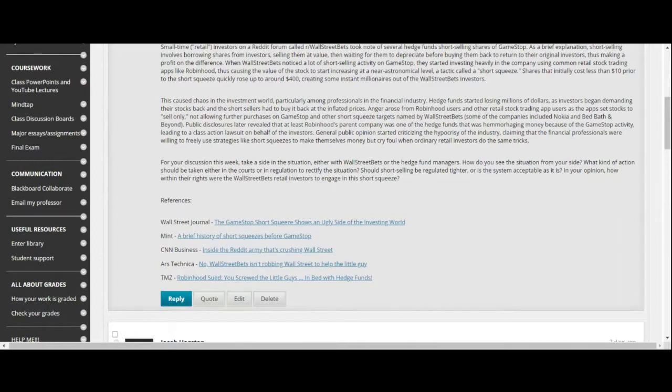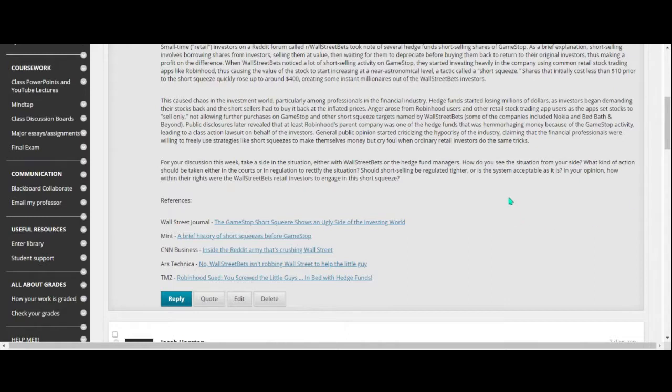For your discussion this week, take a side in the situation, either with Wall Street Bets or the hedge fund managers. How do you see the situation from your side? What kind of action should be taken either in the courts or in regulation to rectify the situation? Should short selling be regulated tighter, or is the system acceptable as it is? In your opinion, how within their rights were the Wall Street Bets retail investors to engage in this short squeeze?